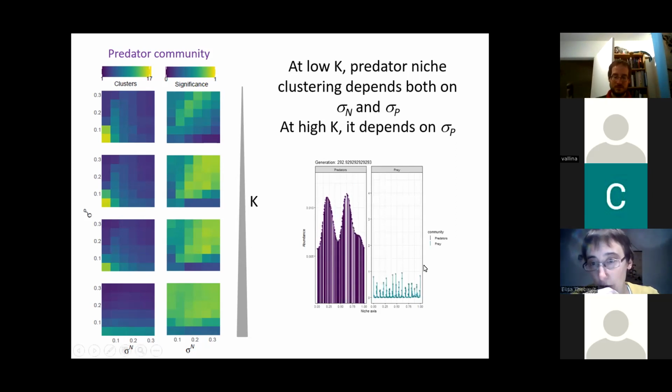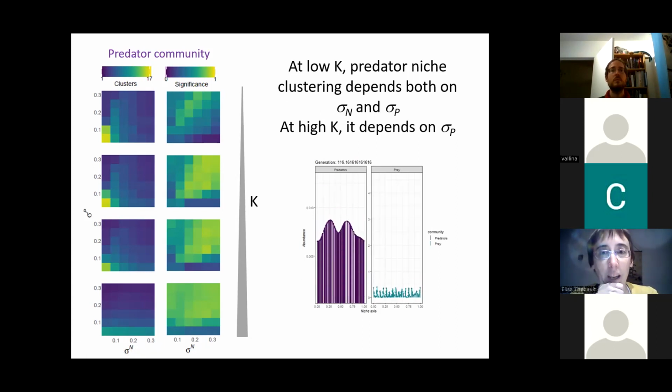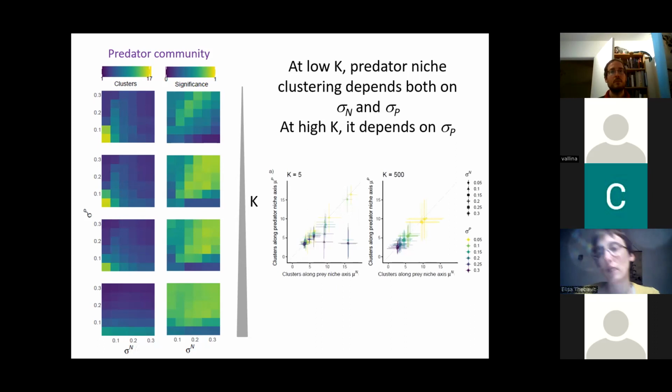You can see that for the prey community, we have many clusters. Well, for the predator community here, we have two main clusters. So it can be quite different, so it's not necessarily symmetrical. And in fact, this happens mainly at low carrying capacity, where when you have generalist predators with high sigma p, you have a low number of clusters, while in the same case, you have a high number of clusters in the prey community.